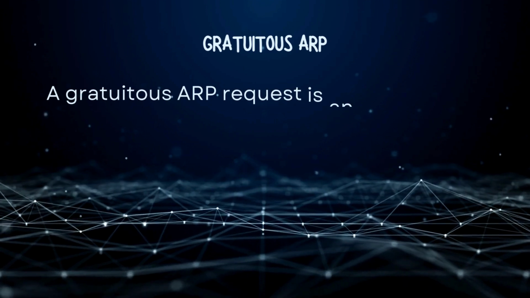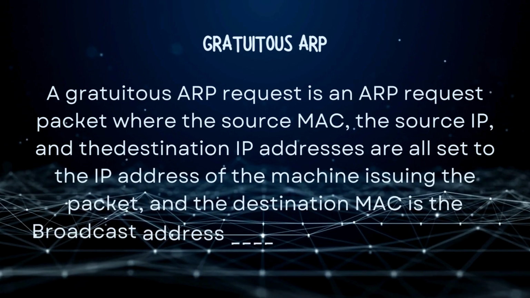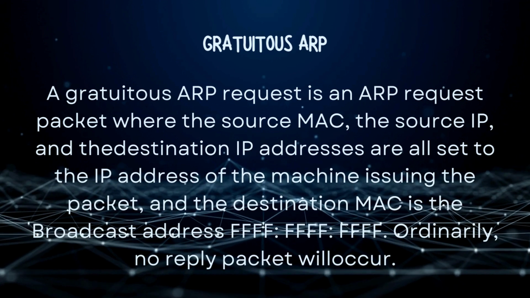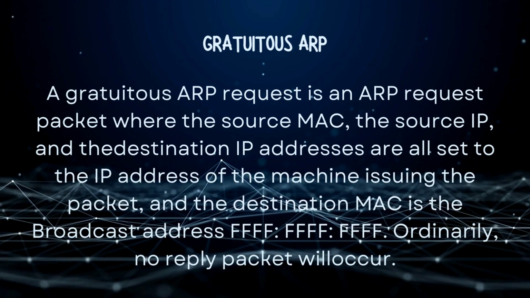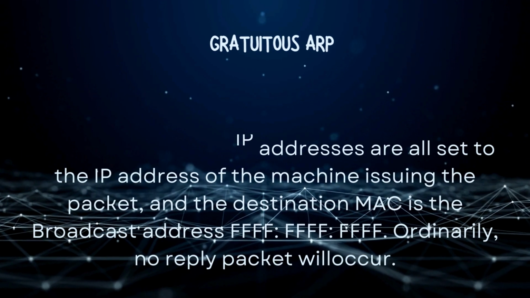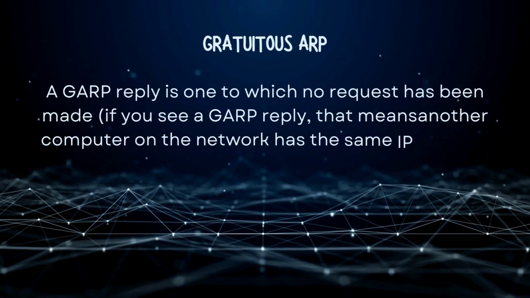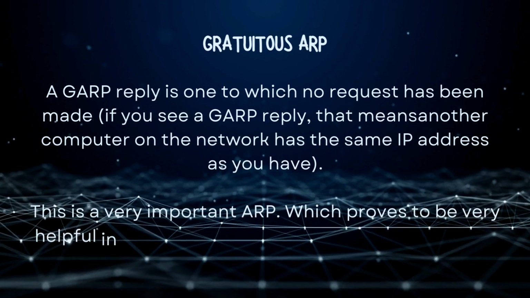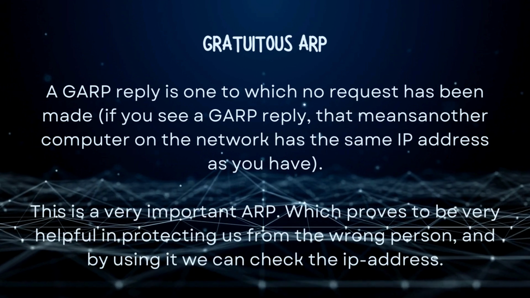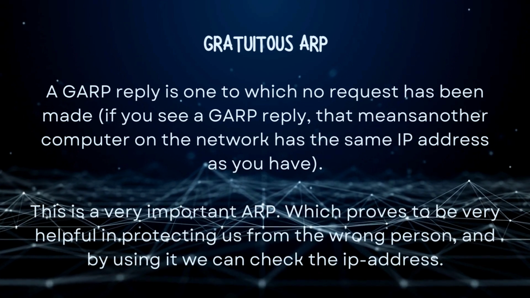A gratuitous ARP request is an ARP request packet where the source MAC, the source IP, and the destination IP addresses are all set to the IP address of the machine issuing the packet, and the destination MAC is the broadcast address FFFF. Ordinarily, no reply packet will occur. A GARP reply is one to which no request has been made. If you see a GARP reply, that means another computer on the network has the same IP address as you have. This is a very important ARP, which proves to be very helpful in protecting us from the wrong person, and by using it, we can check the IP address.